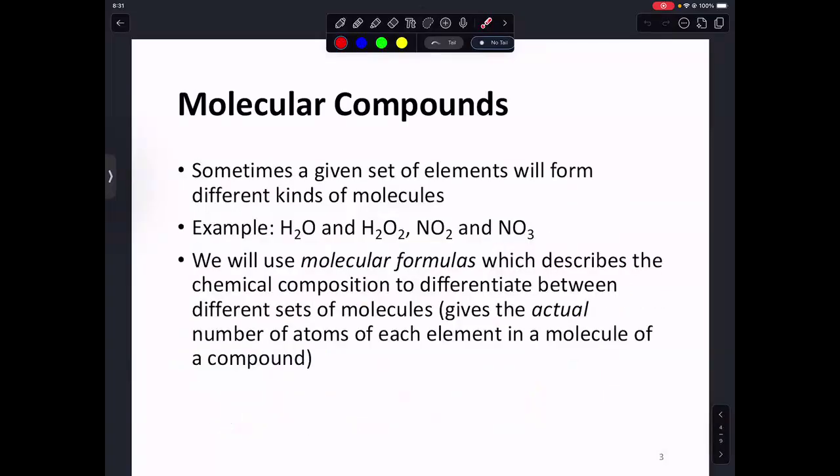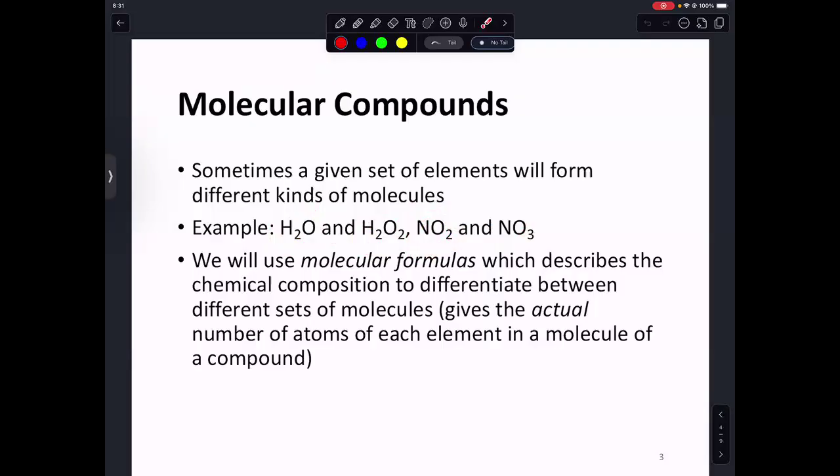And sometimes we have a given set of elements that is able to form different kinds of molecules. For example, hydrogen and oxygen can form water, H2O, or H2O2, which is hydrogen peroxide. And same thing for nitrogen and oxygen. It can either be NO2 or NO3.